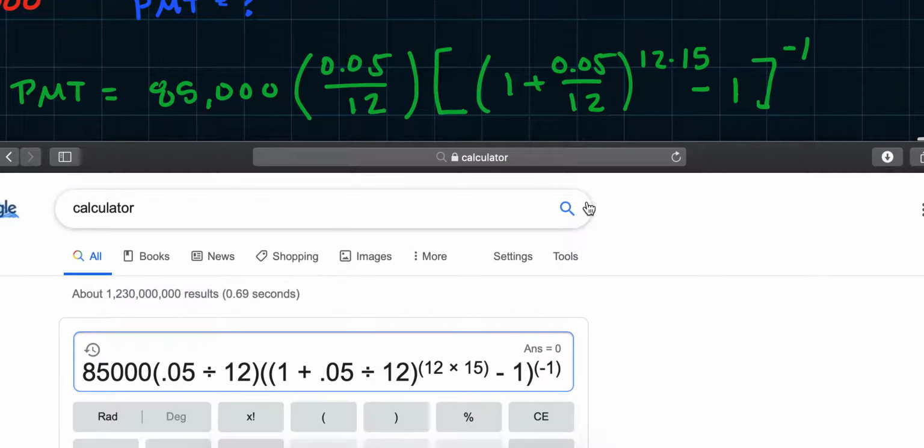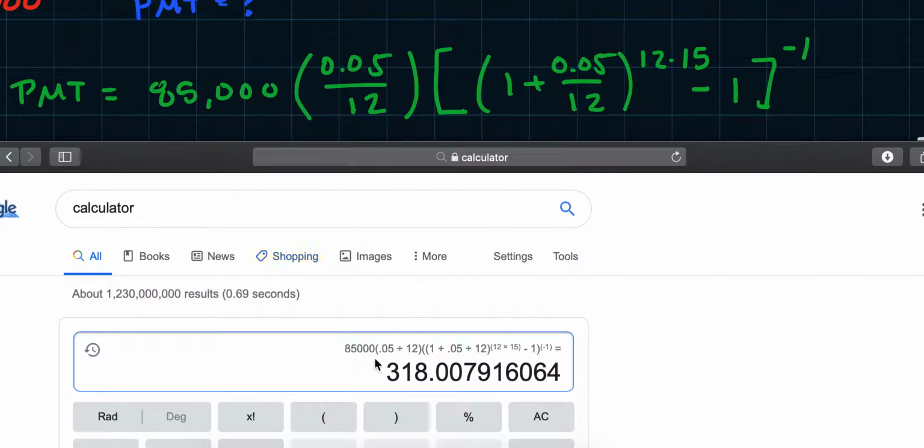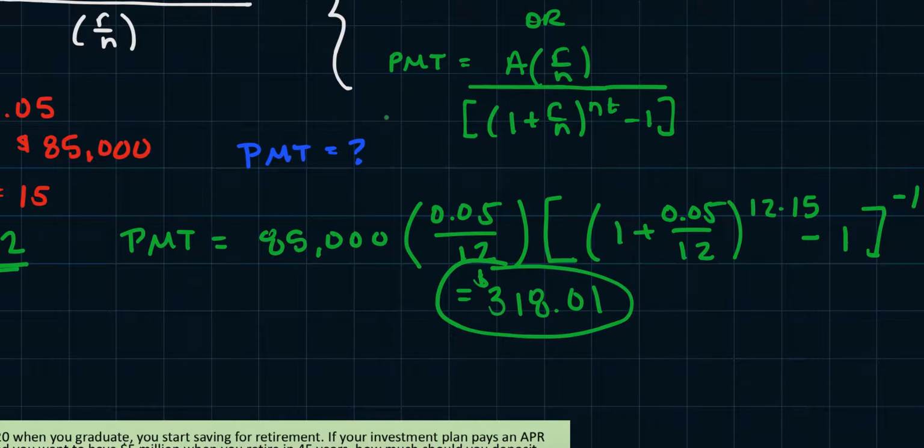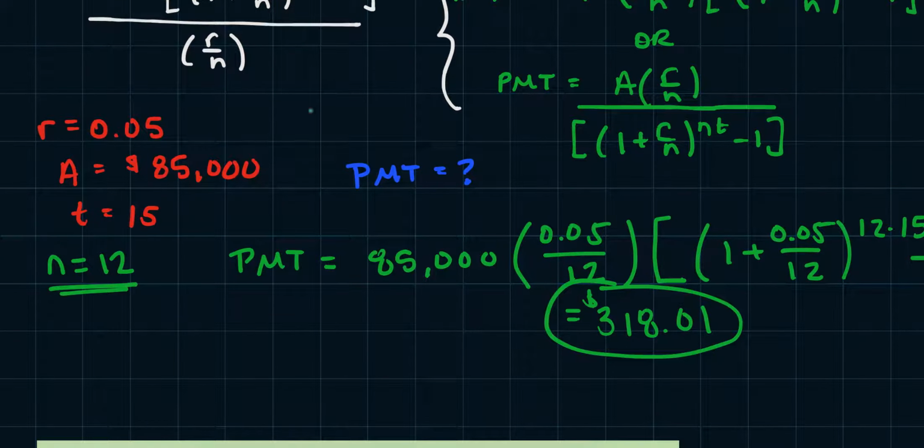Now we're going to hit enter. And we get 318, we're going to round to the nearest cent, so the nearest hundredth, 0.01. I'm going to circle it, and now let's talk about it. This amount of money is the amount that you want to put into the bank every single month for 15 years to reach this goal of $85,000.